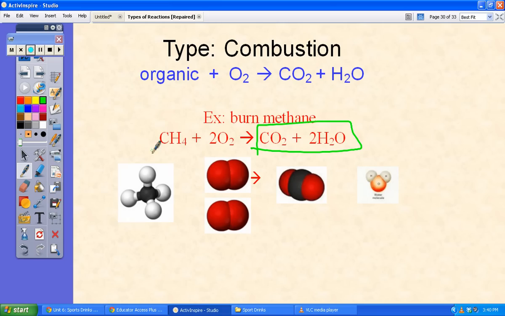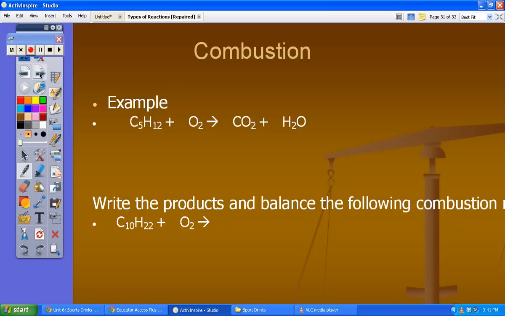So here's an example of methane. In combustion reactions, you also have oxygen as a reactant. So these 3 parts will always travel together. You'll always have oxygen as a reactant, carbon dioxide and water as products.